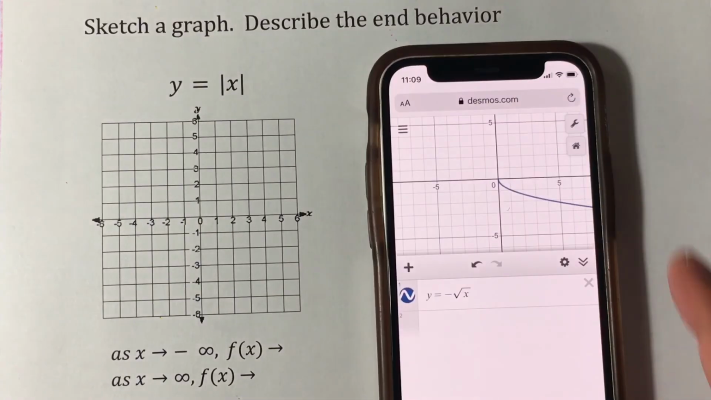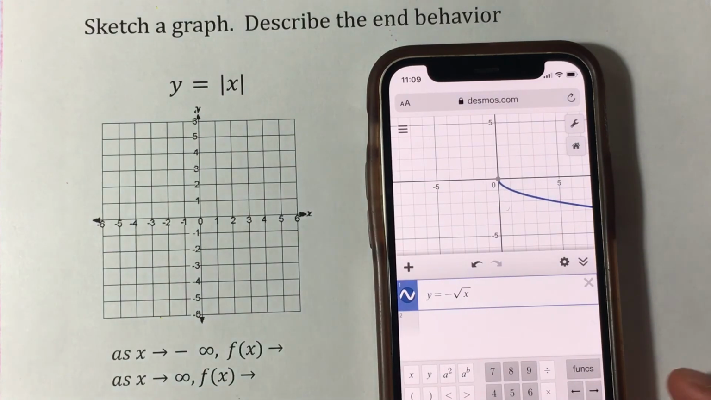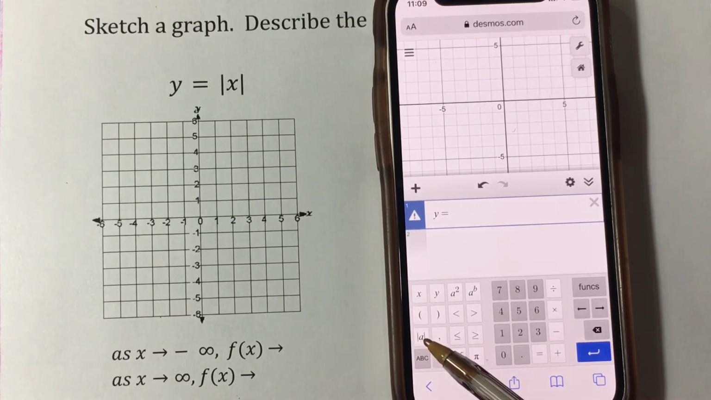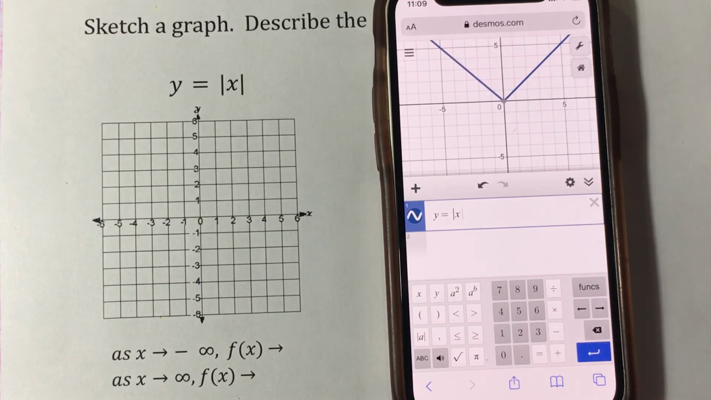Okay, let's do two more. Now it's the mother graph of the absolute value. So let's get rid of that. Okay, let me show you the absolute value. It's right there. So you press that and you just press X and that's it.